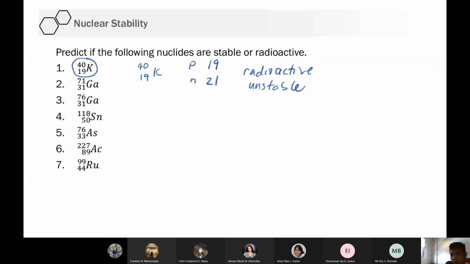Pero not so radioactive, no? Kasi pwede ka pa rin kumain ng saging, no? Pwede ka pa kumain ng saging, hindi ka mamamatay sa radiation sickness. Hindi ka madideform. Okay. Kasi onti lang naman yung potassium 40 doon sa saging. Okay. Hindi naman ganun karami. Ayan. So, ganun lang. So, ibig sabihin, pwede pa rin kainin yan.